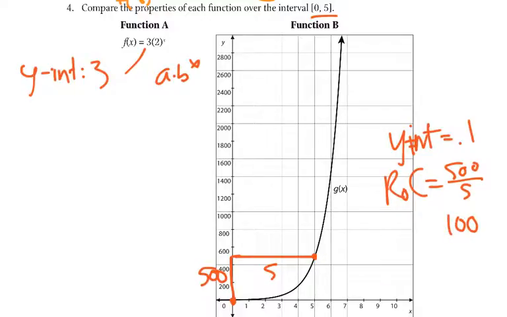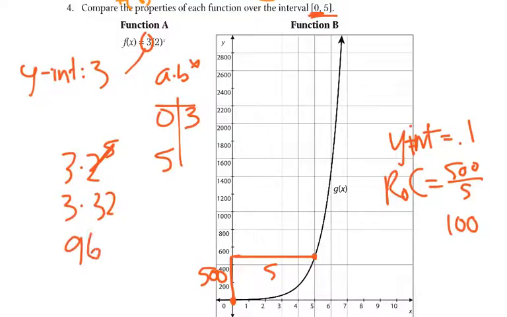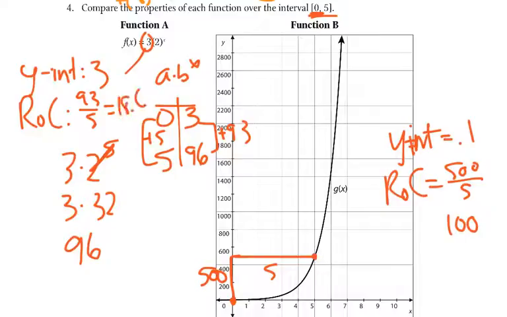Okay, for function A, that y-intercept we know is 3 already. That's where the x is 0, right? So at 5, we'd go 3 times 2 to the 5th. 2 to the 5th we know is 32, times 3 is 96. So difference here is plus 5, difference here is plus 93. So 93 divided by 5 gives us a rate of change of 18.6. So function B grows a lot quicker, even though it starts a lot smaller.